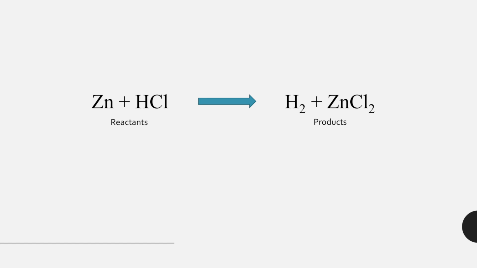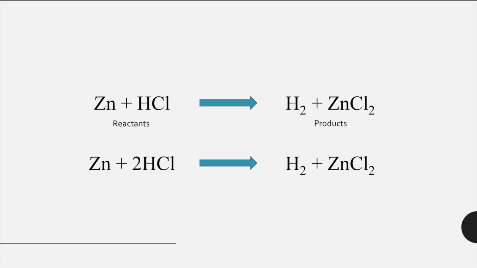But because there is more chlorine and hydrogen on the right-hand side in the reaction scheme than there is on the left-hand side, this is not a balanced equation yet. Therefore, for this equation to be balanced, we put the coefficient 2 in front of the hydrochloric acid on the left-hand side, and now the equation is balanced.